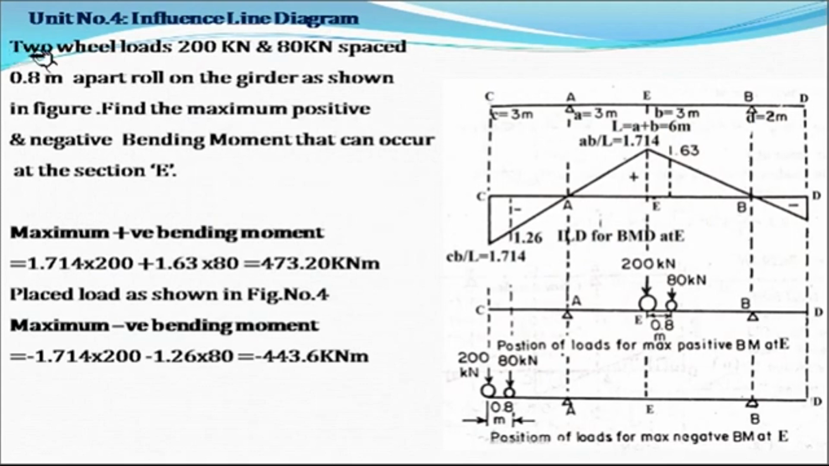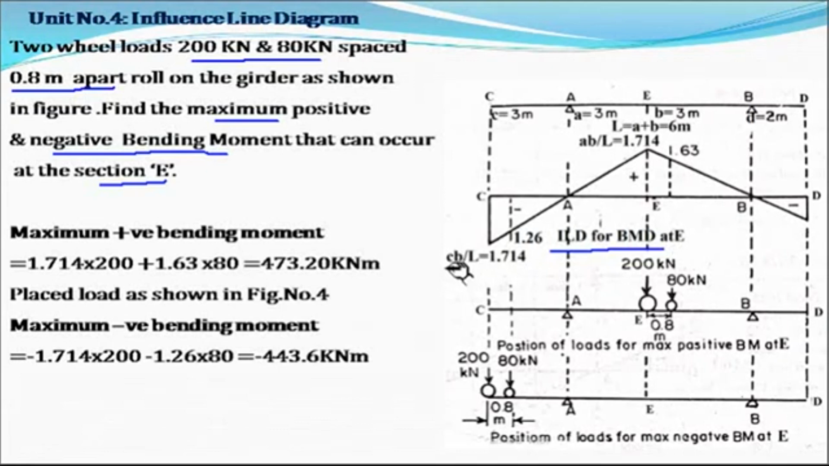Now next numerical: two wheel loads, 200 kilonewton and 80 kilonewton, spaced 0.8 meter, roll on the girder as shown in the figure. Find the maximum positive and negative bending moment that can occur at the section E. Again, first we have to draw the influence line diagram for bending moment at section E. We know the nature of the influence line diagram for bending moment at section E.